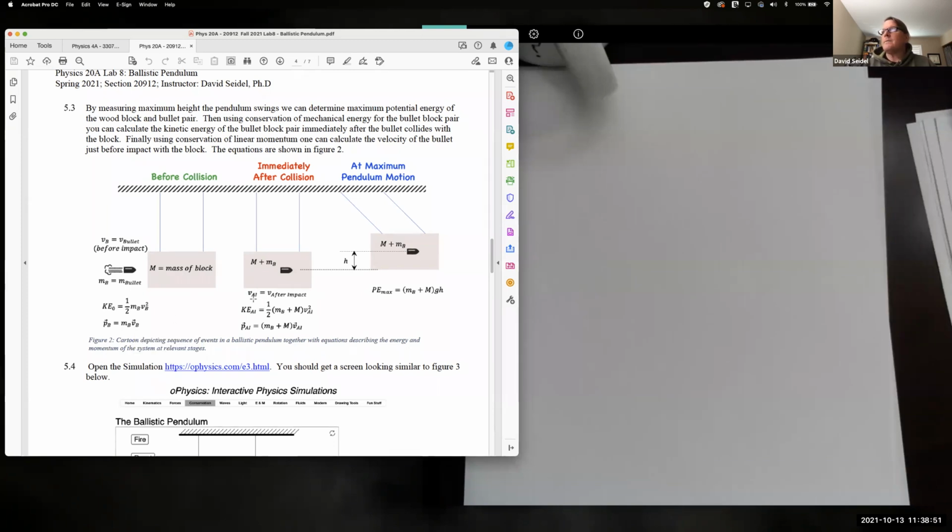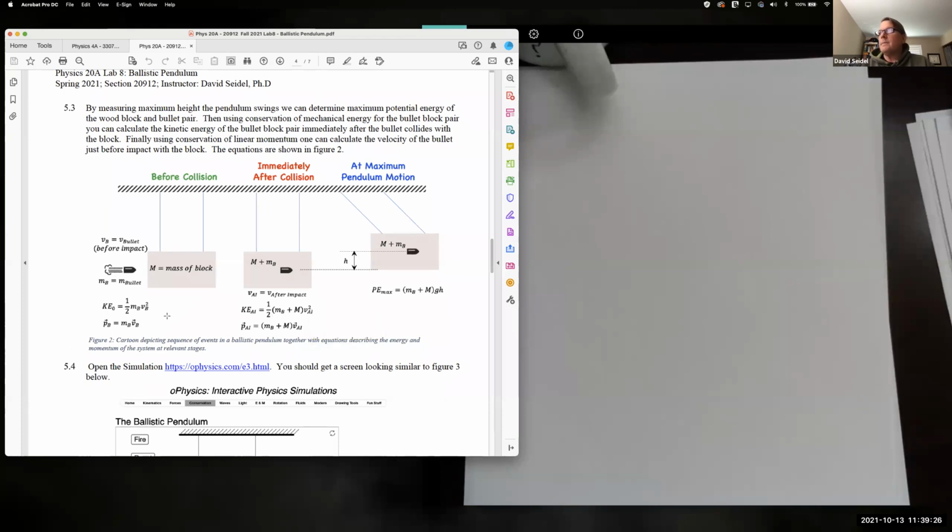After impact, which we'll call A sub I, we have a velocity of the bullet-block pair after impact. But it's completely inelastic, so we have the mass of the block plus the mass of the bullet, capital M being the mass of the block, as listed here. So the kinetic energy after impact is 1/2 the mass of the bullet plus the mass of the block times the velocity of the bullet-block pair squared.